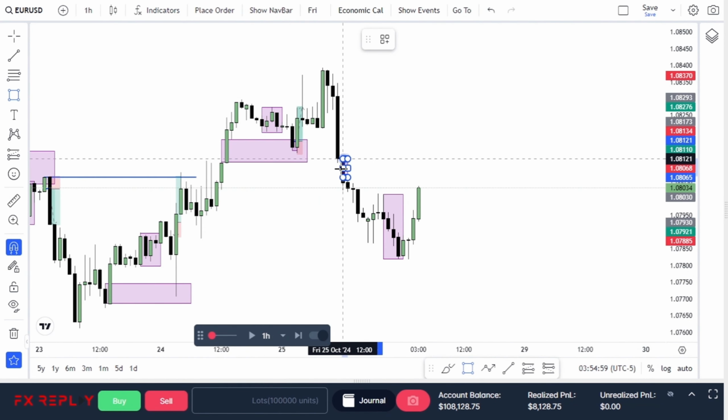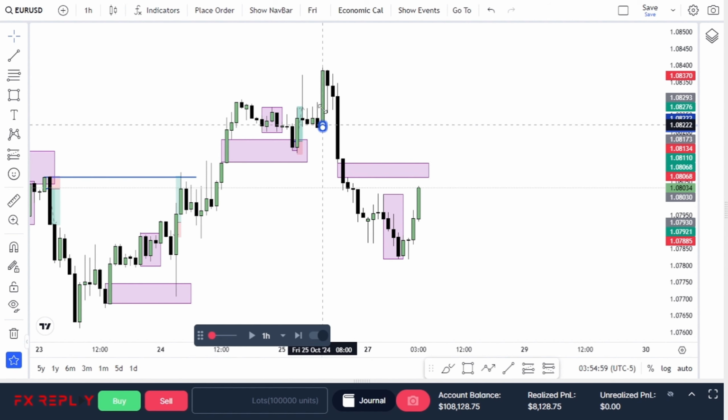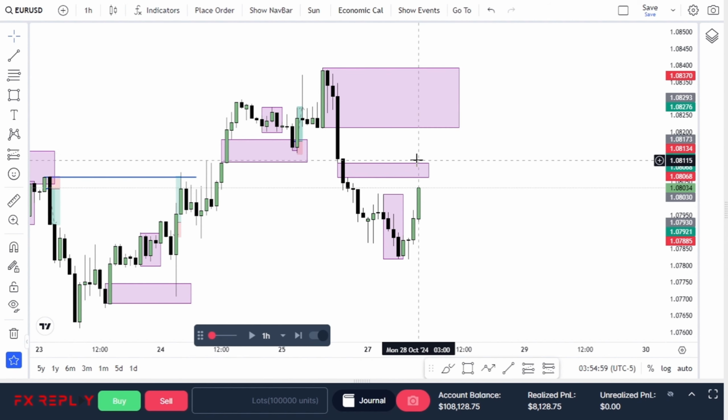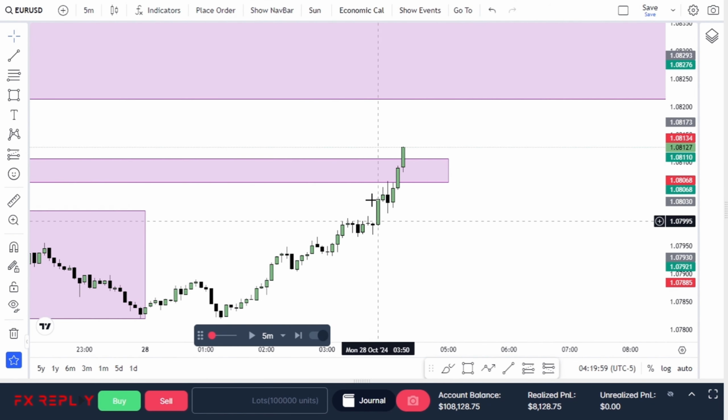Here we have a fair value gap. If price hit that level, we can look for short position. We also have an up close candle here. If price fail this level, then we can look for short at this level. This is a 5-minute chart. Price failed this fair value gap.